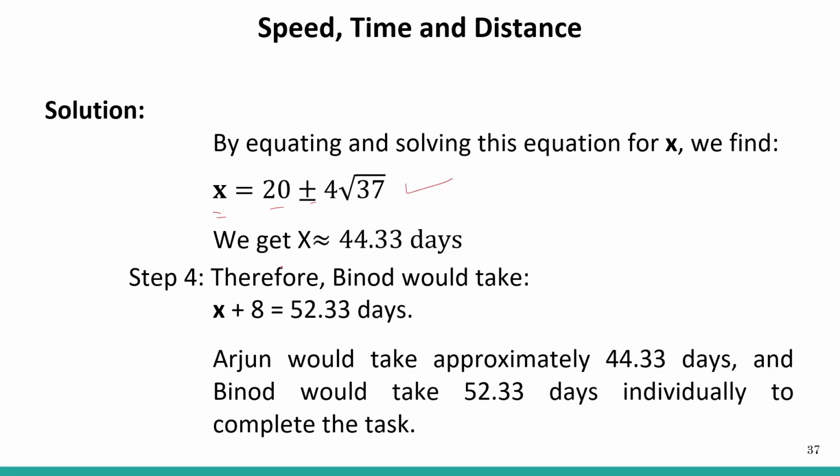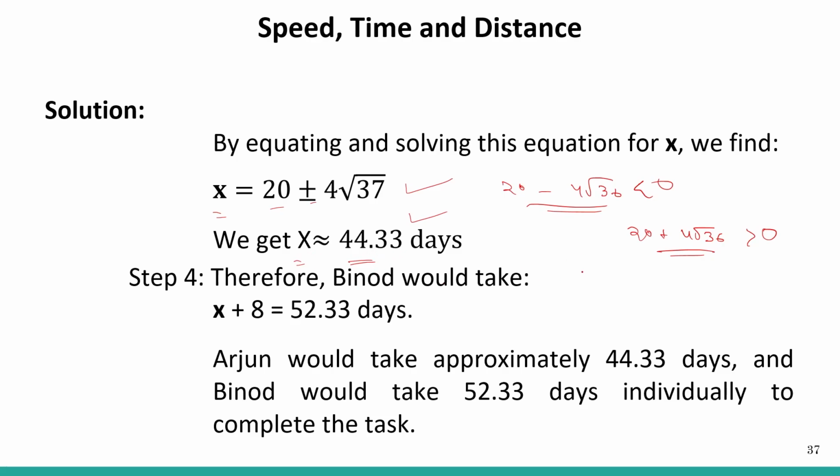So solving the quadratic equation, we get x is equal to 44.33 days. Okay, because that is the only positive value that x can take here. Because 20 minus 4 root 37 is less than 0. Okay, so the only positive value is 20 plus 4 root 37. This is greater than 0, so this will be the answer, that is 44.33 days.